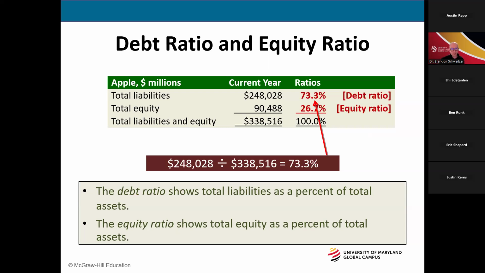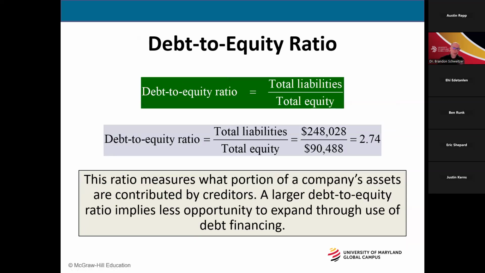Debt ratio shows total liabilities as a percent of total assets, and the equity ratio shows us total equity as a percentage of total assets. It's always going to be 100 when they're combined. This is also good to understand what the company's debt structure looks like. Then we have the debt to equity ratio, total liabilities divided by total equity. It shows us what proportion of the company's assets is being contributed by loans. Larger debt to equity implies less opportunity to expand using debt financing.